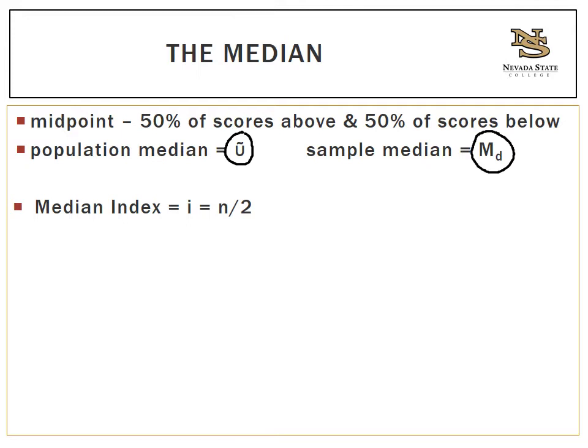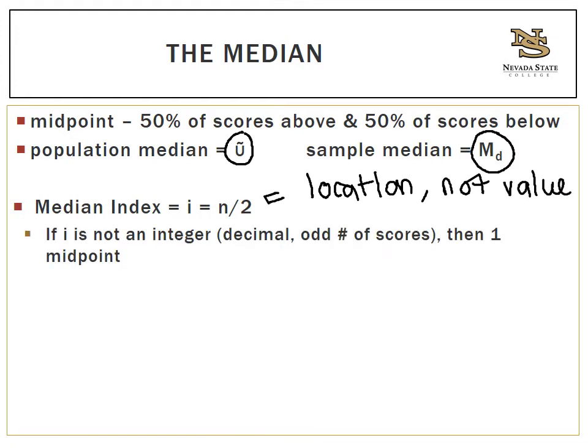All right, so the median index is all about locating the position of the median. The median index is all about the location, not the value. So be really careful with that. You'll see why in a minute. To get your median index, you just take your sample size, the total number of scores, divided by 2. Because remember, we want to split that in half because we're looking at the midpoint. So we take the total number of scores divided by 2, split it in half.